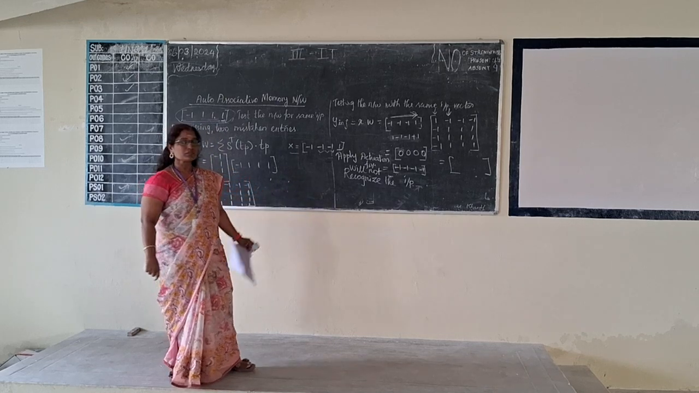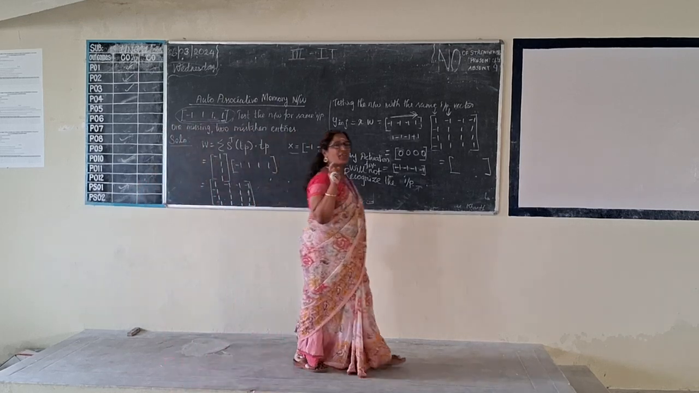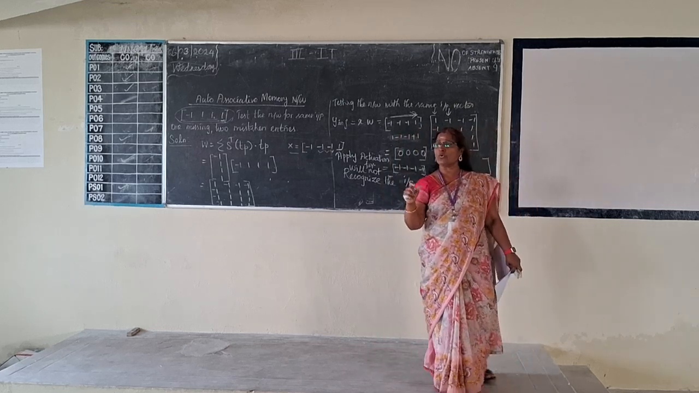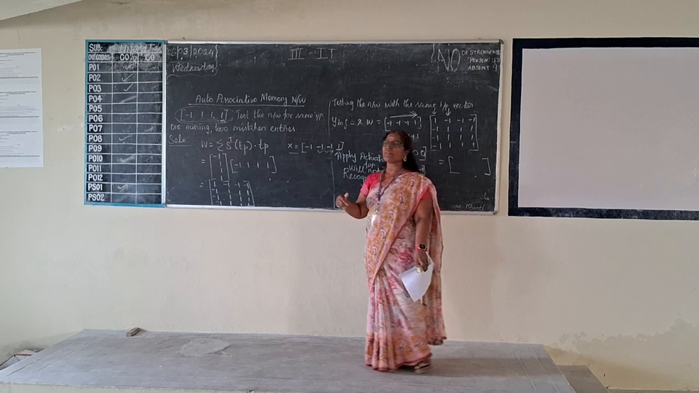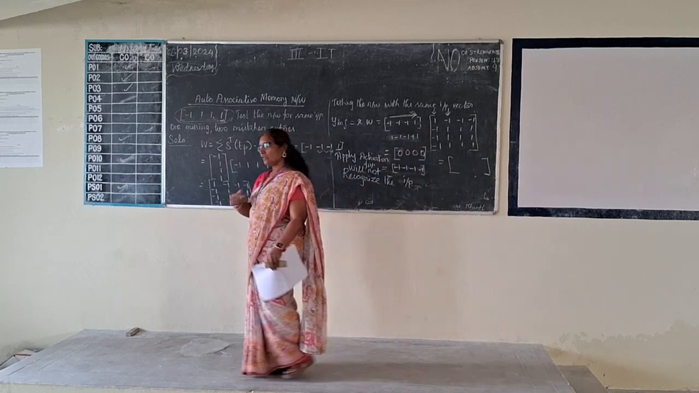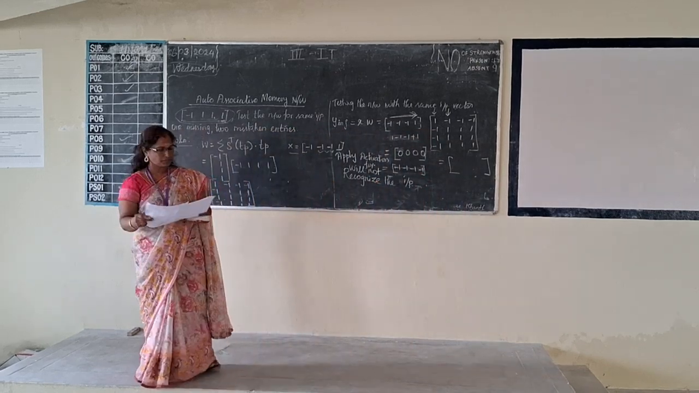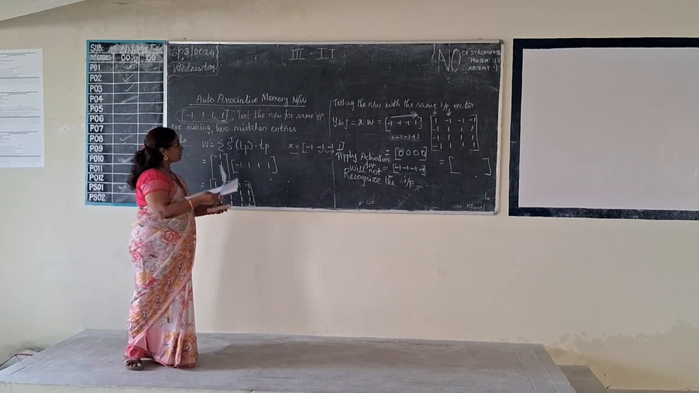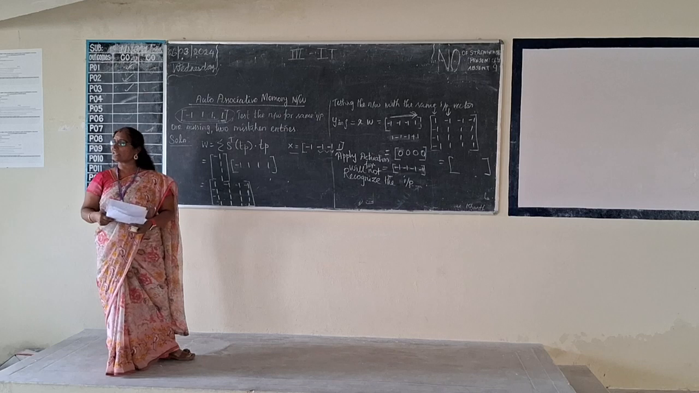Clear? Okay. So this is how you need to solve any auto associative problem, because if you go with the Hebb rule, it will be too lengthy. Somewhere you will forget the step. Okay? That's why follow this method.